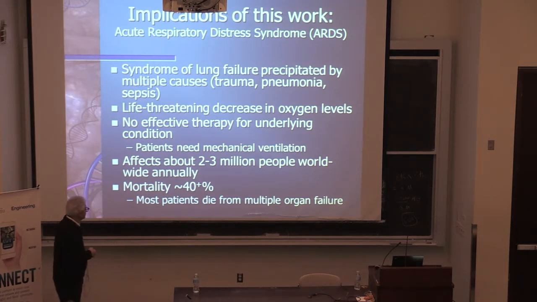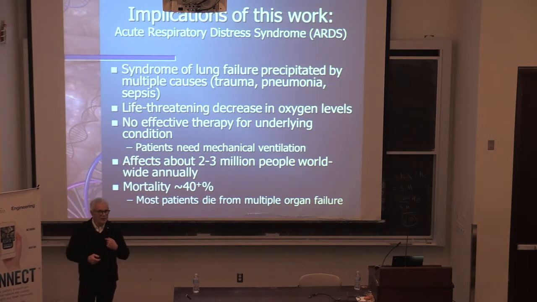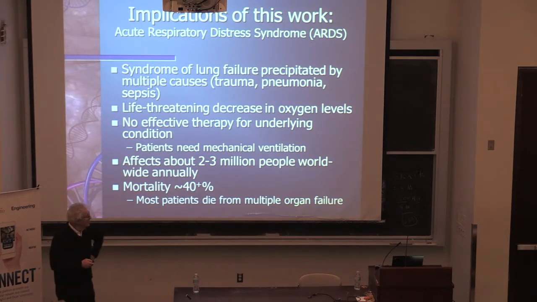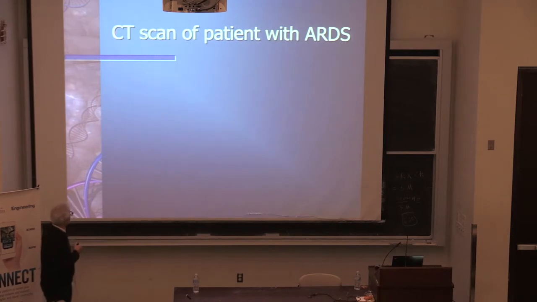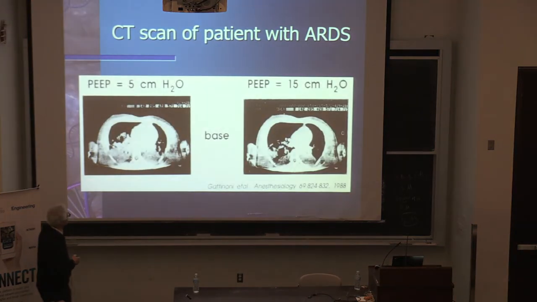And interestingly, most patients who die don't die because their lungs aren't getting enough oxygen in. You'd think that would be the major mechanism. They die because they develop multiple system organ failure. Other organs fail. This is a CT scan of a patient with ARDS. You can see a normal patient. I should have brought a normal lung, but the black part represents lung. This represents fluid in the lung and collapse of the lung. And you can see that in this case, roughly 35% of the lung is fluid filled and not taking part in gas exchange.